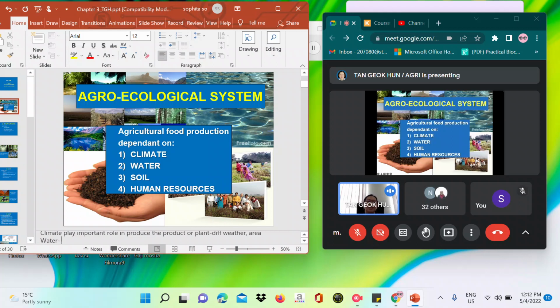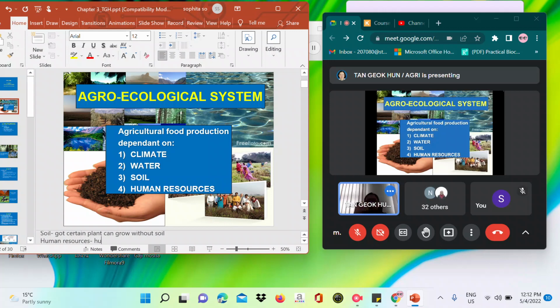The second factor is water. As we know, water plays an important role in any living thing. Without water, no survival, whether human or any other. The third one is soil. Soil plays an important role as well, however, certain plants can grow in soilless conditions. The fourth factor is human resources. Without humans, all those activities cannot be carried out. That means humans start everything. So these are the 4 factors for food production.